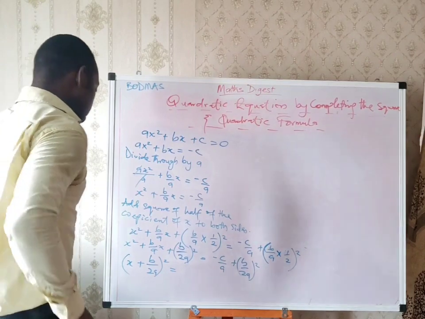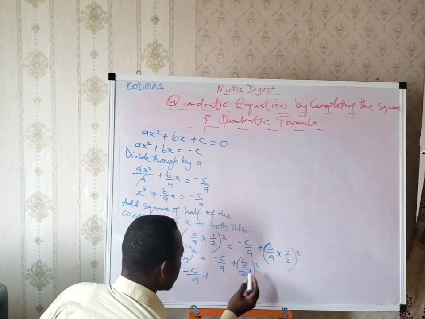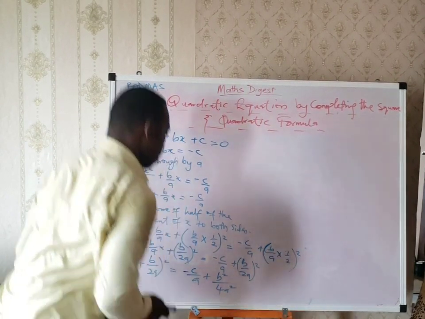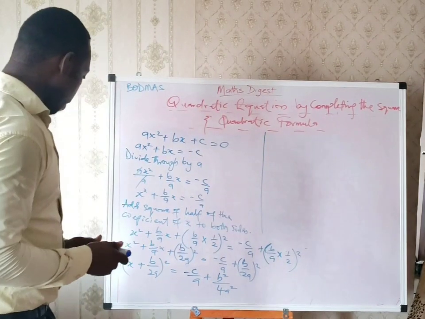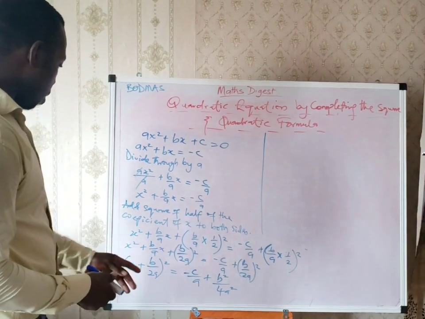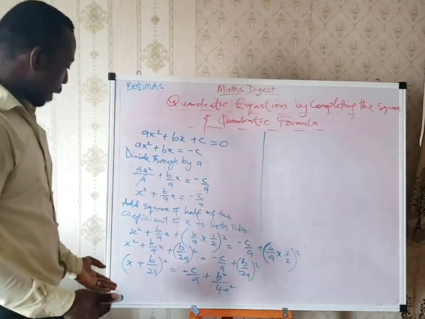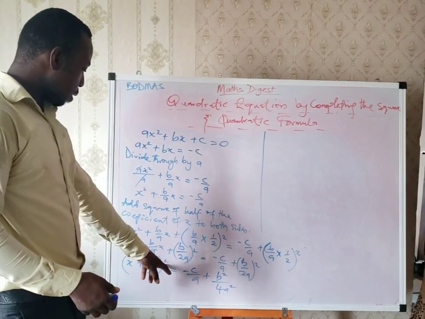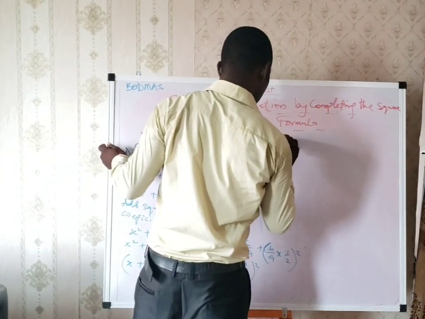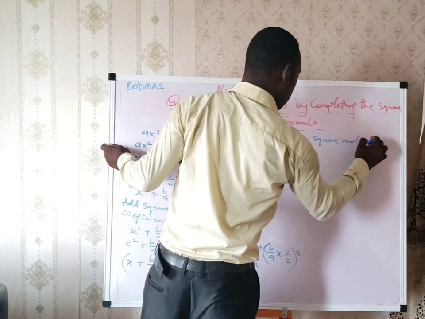All right, now from here we say this is equal to minus c over a plus this, if you open this bracket, this now becomes b squared over 4a squared. Now let's get to this side of the board. Here we have x plus b over 2a raised to power 2 equal to this. Now we are going to take the square root of both sides. Reason being that we want to eliminate this squared here.